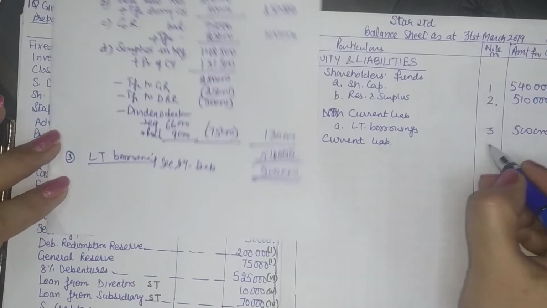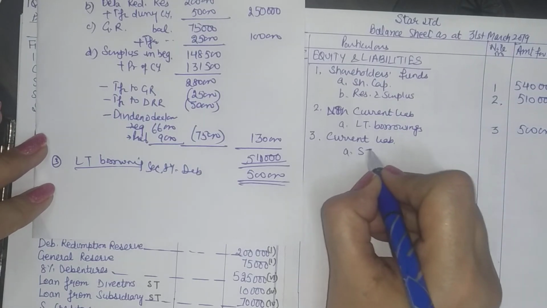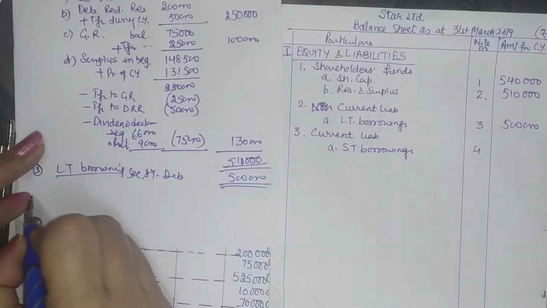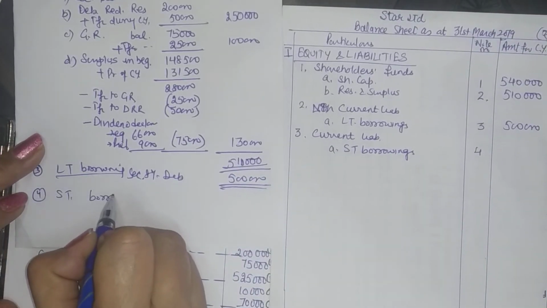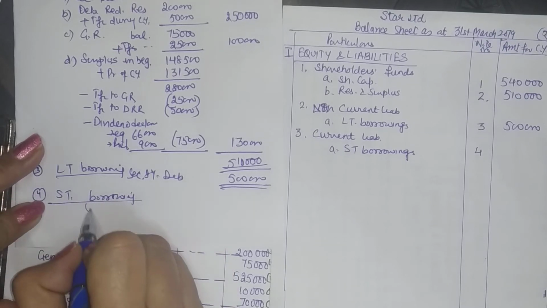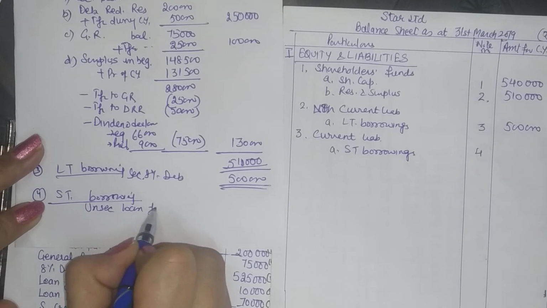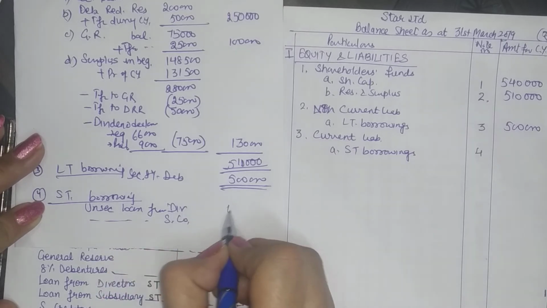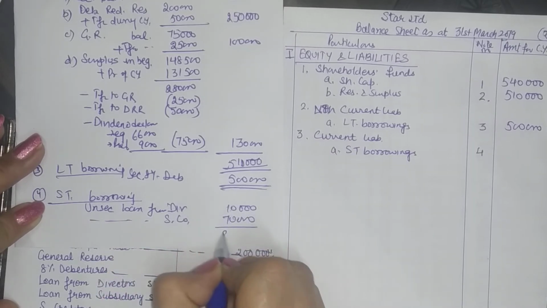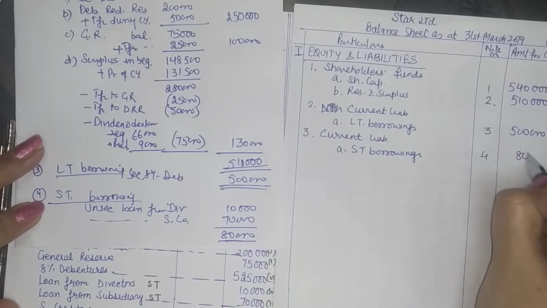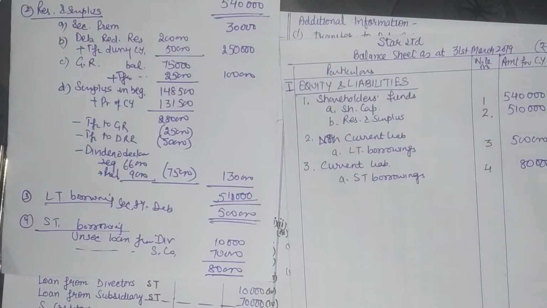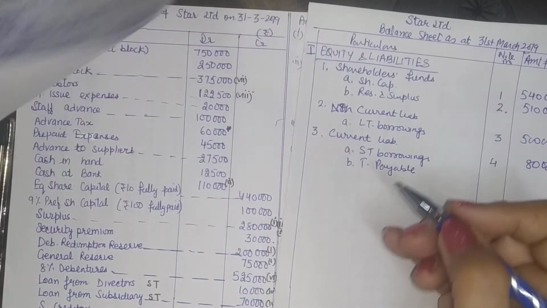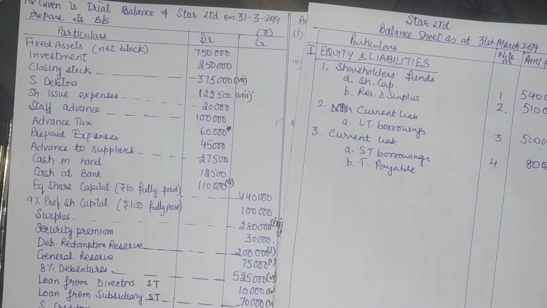Our fourth note, short-term borrowings. Our fourth working note is unsecured loan from directors, unsecured loan from subsidiary company, 10,000, 70,000. So total is 80,000. Okay. Next is trade payables. Next category here is trade payables. Then you have other current liabilities, and then you have short-term provisions.